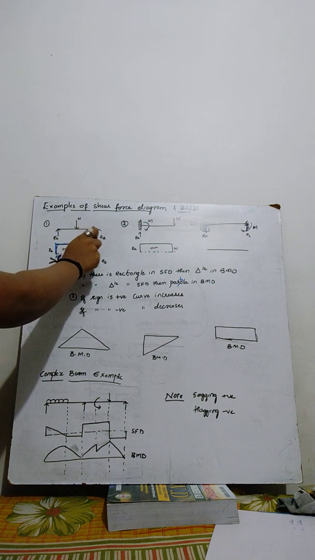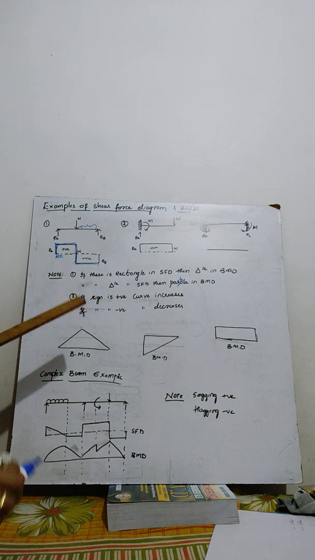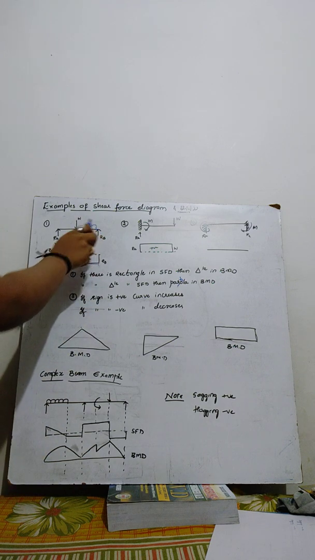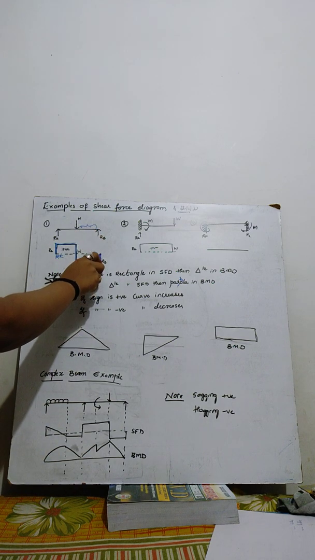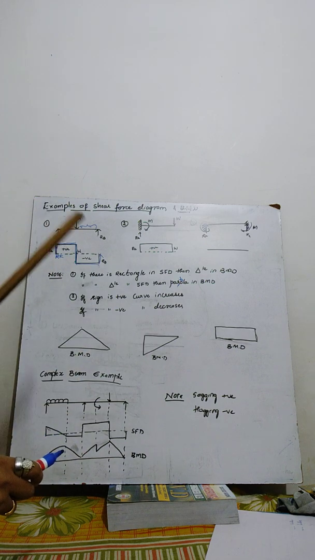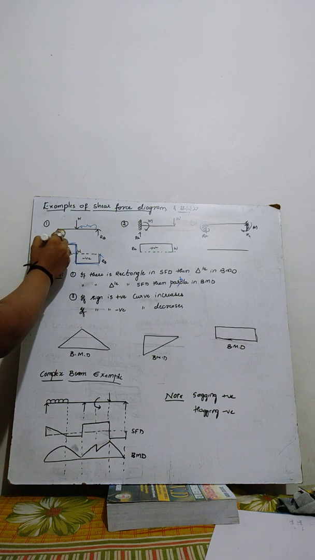Then here there is no load, that means in this portion no load is acting, so I have drawn a straight line which has no shear. Then here it is pointing upwards, so I am drawing this upward. So this is how the shear force diagram is. If you come to the bending moment diagram, you can observe only this part.